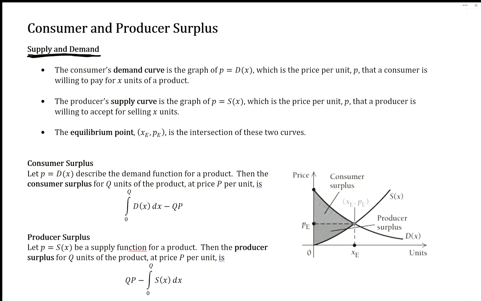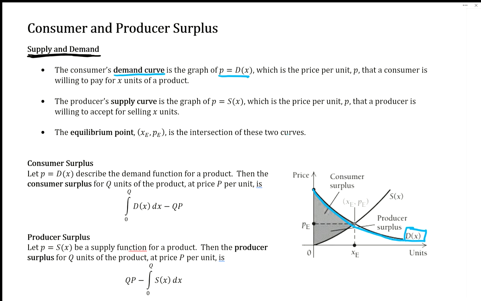So the consumer demand curve, let's highlight that in blue, is the graph of P equals D of X, which is the price per unit P that a consumer is willing to pay for X units of a product. Our demand curve is usually a decreasing curve, so downward from left to right. Here it has a slight curve to it. In economics classes, it might be a line. That's fine too. It just depends.